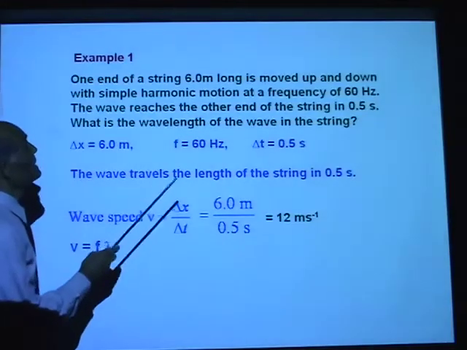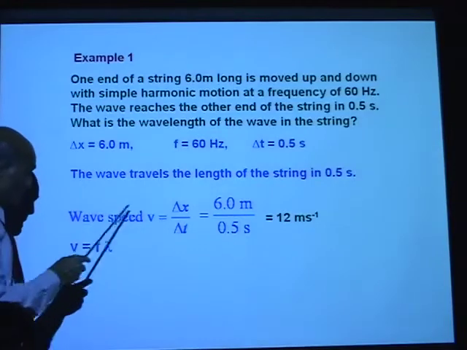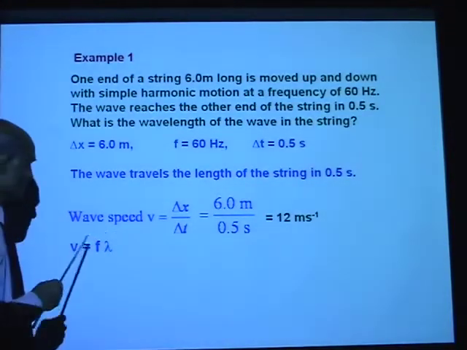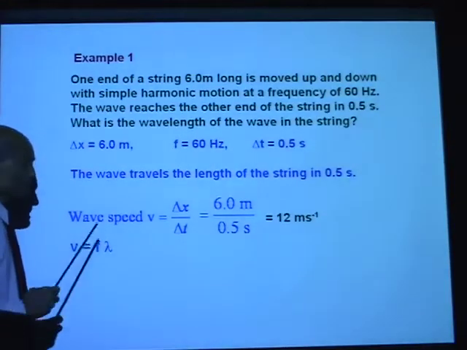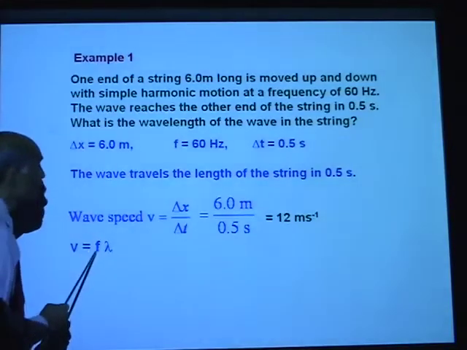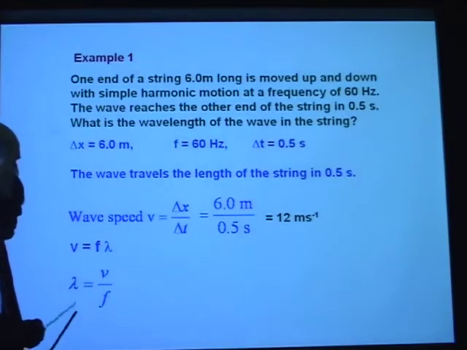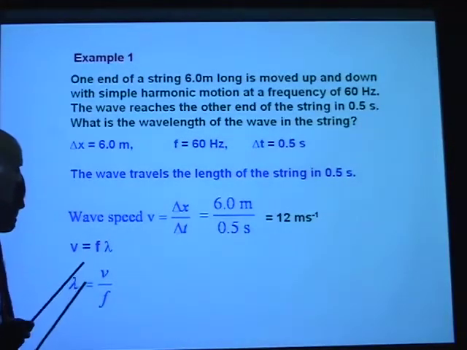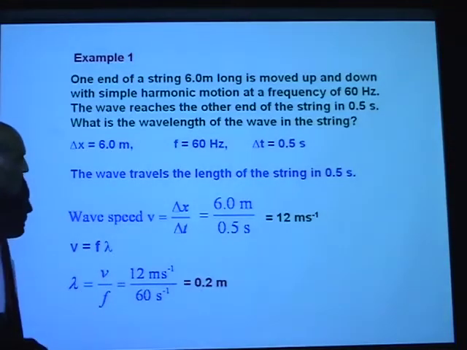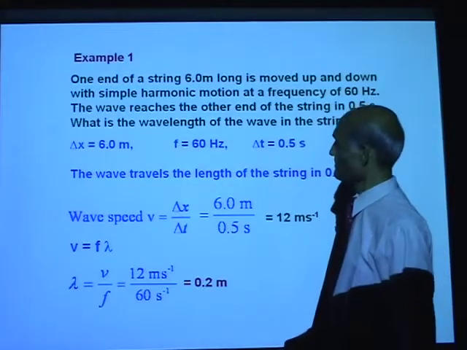And now, what do we want to find? What is the wavelength of the wave? We now go to the wave equation. Do you remember that equation? v equal to f lambda. We know the value of v, 12 meters per second. We know the frequency, 60 hertz. Find lambda. So lambda equal to v over f, and we know both these values. Therefore, lambda, the wavelength, is 0.2 meter.